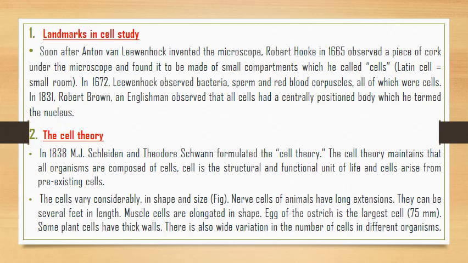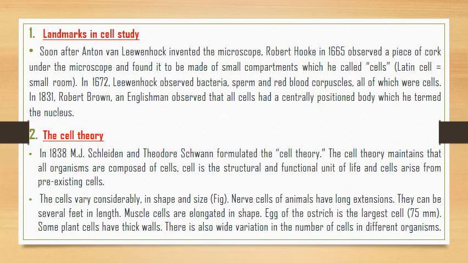The cell theory. In 1838, Schleiden and Schwann formulated the cell theory. The cell theory maintains that all organisms are composed of cells. Cell is the structural and functional unit of life, and cells arise from pre-existing cells only. The cells vary considerably in shape and size. Nerve cells of animals have long extensions. They can be several feet in length.